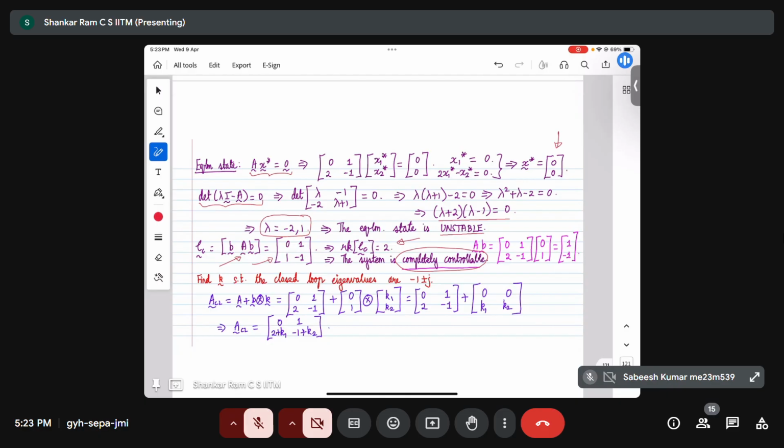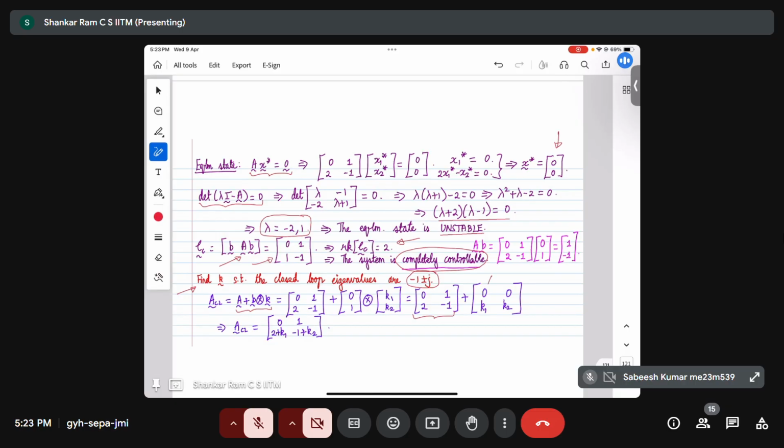So we want to figure out the control gain vector K such that the closed loop eigenvalues are at -1 plus or minus j. What do we do? We find the closed loop state matrix. The closed loop state matrix is A plus B outer product K. We do the same steps, right? A is this. B outer product K.